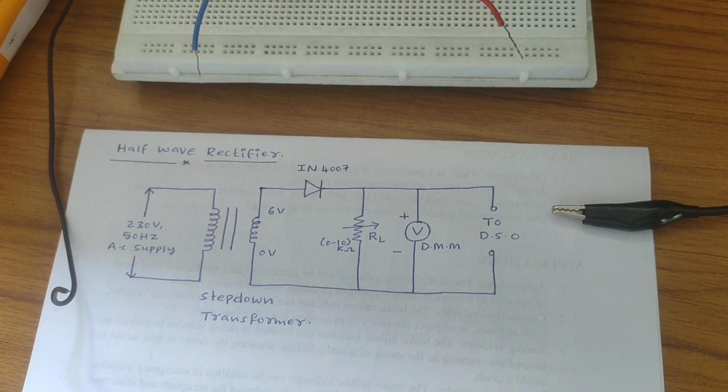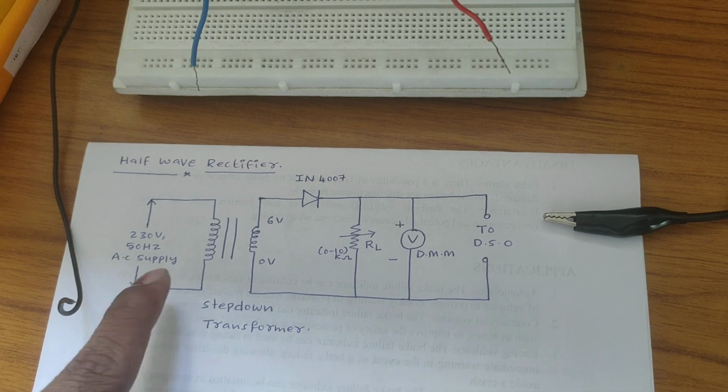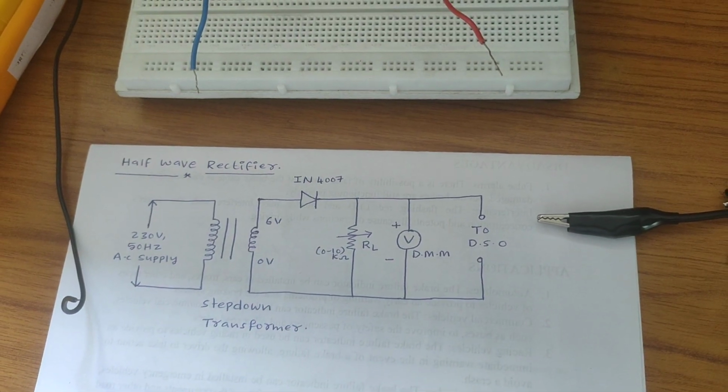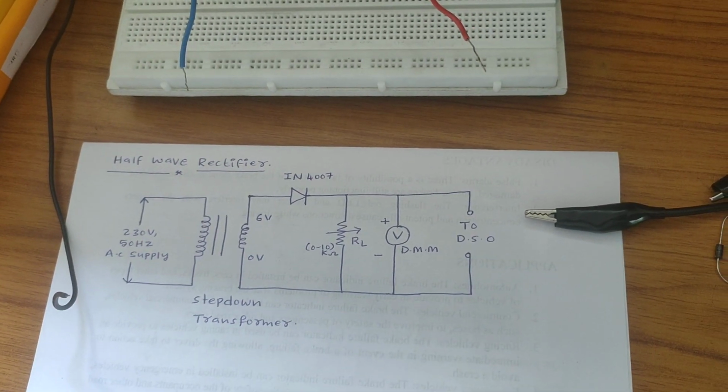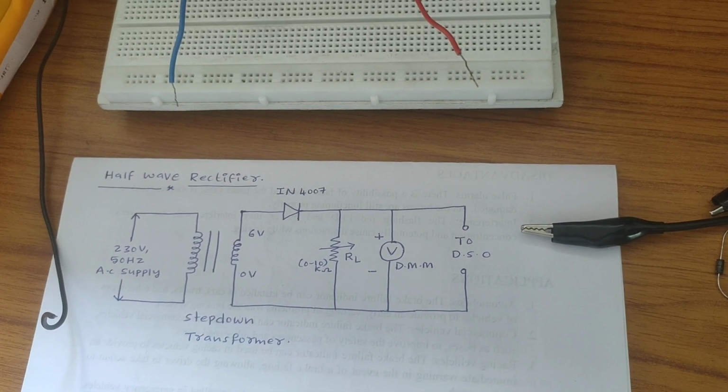Yeah, good morning all. Now I am going to explain about the half wave rectifier. This is the circuit diagram of a half wave rectifier. The purpose of a half wave rectifier is to convert AC voltage into pulsating DC.